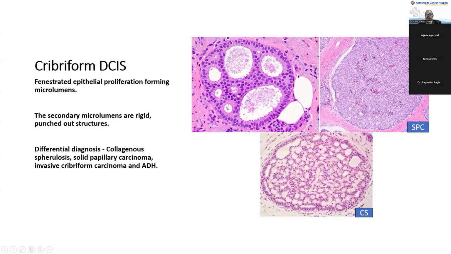The second benign differential is collagenous spherulosis, which so closely mimics cribriform DCIS. For this, the pathologist should be very careful, as these are polymorphic cells which are proliferating. They may include both the epithelial as well as predominantly myoepithelial cells around the lumina. And the differentiation can be done on the basis of IHC, like CK5/6 and p63, wherein CK5/6 will be lost in the DCIS proliferated cells, and it will be intact in collagenous spherulosis.